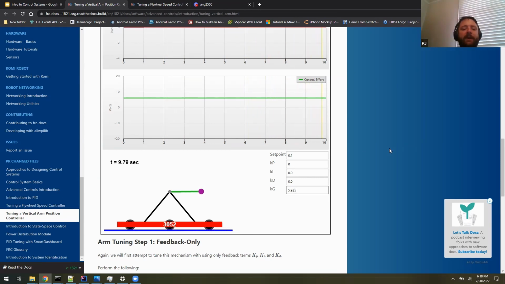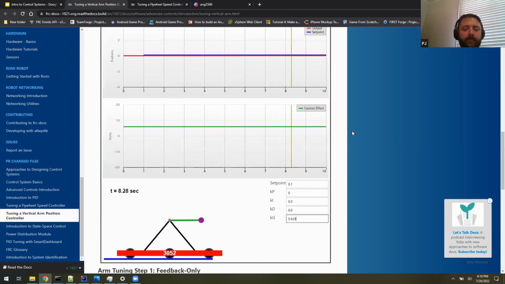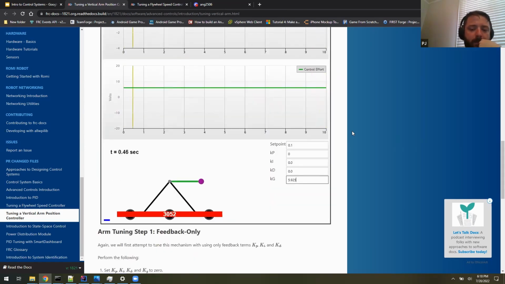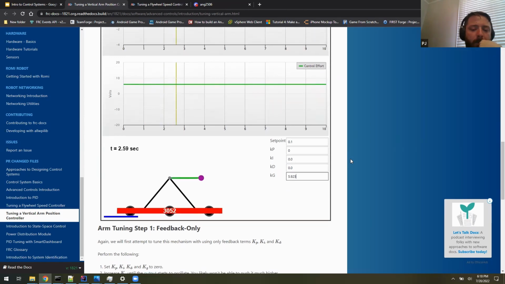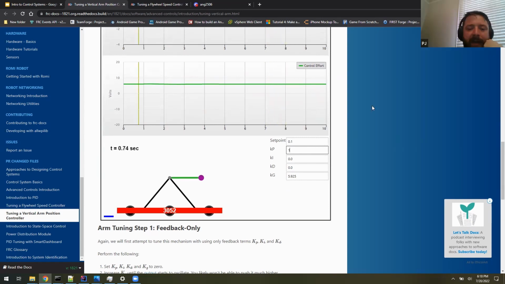So now we are making our system linear again, right? We're canceling out the effect of gravity. So now what should I do? Now we adjust KP. Mm-hmm. Try 1 again.